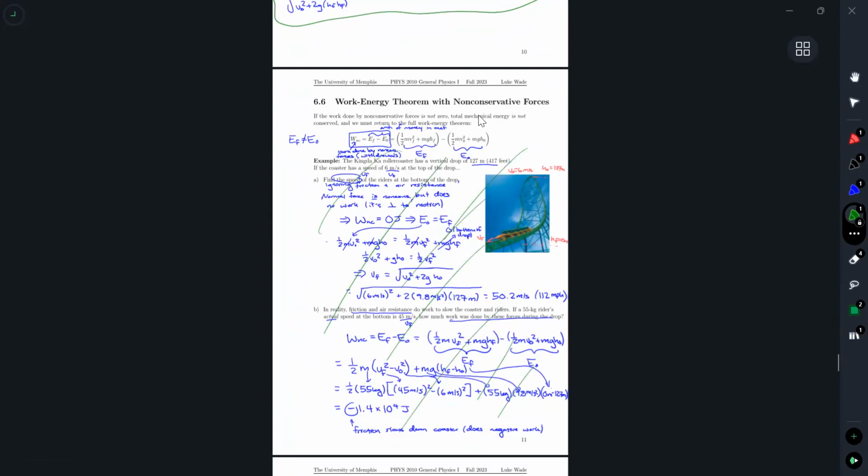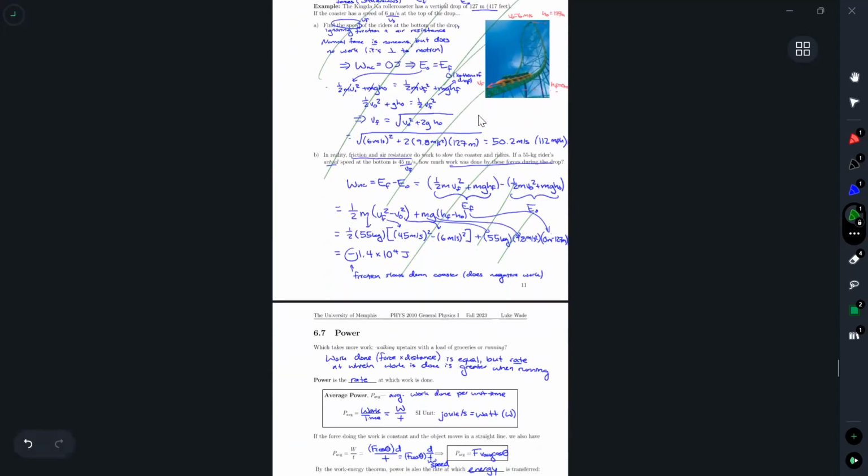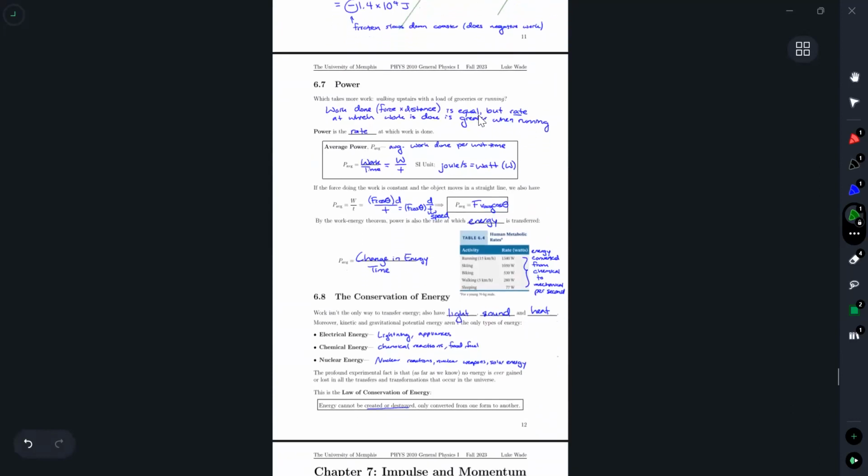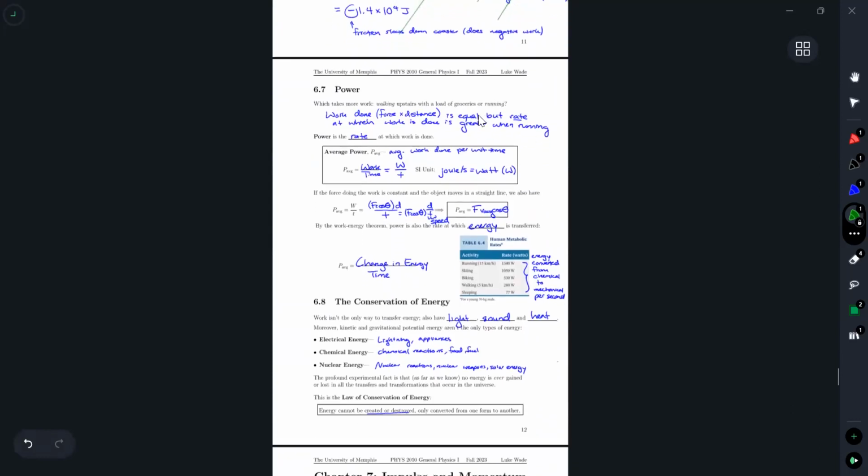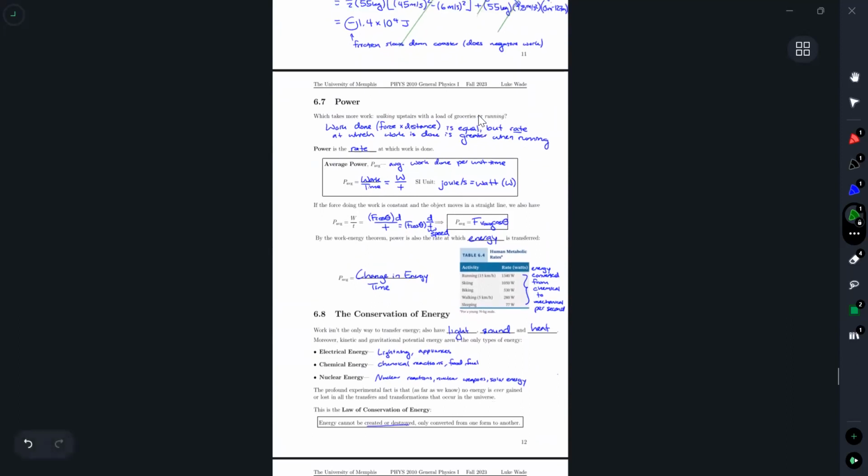There won't be one that explicitly asks what it actually is if you account for friction. There could be ones like the one on the practice exam where you pull a block and it asks, what is its kinetic energy after a certain distance? That's telling you to use the work energy theorem because it gave a distance. Power's not on there.